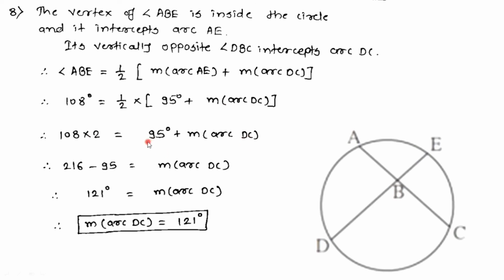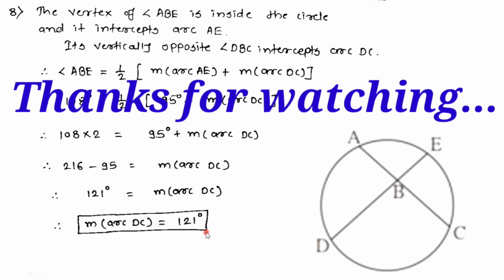Again, if we transfer 95 degrees to the left hand side, we will have 216, because 108 into 2, that is 216, minus 95 is equal to measure arc DC. So 216 minus 95, it will be 121 degrees, is equal to measure arc DC. That is, measure of arc DC is 121 degrees.